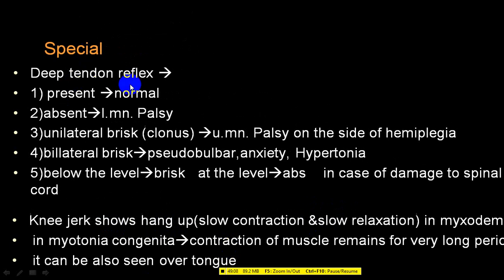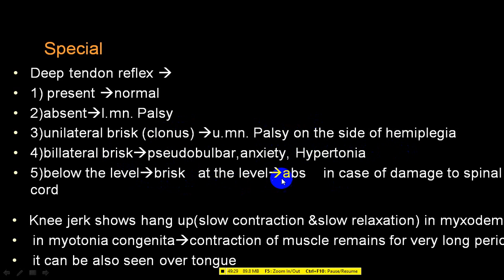Deep tendon reflex in a normal person is normal. It will be absent in lower motor neuron lesions. Unilateral brisk reflexes, that is CLONUS, are present in hemiplegia. Bilateral brisk reflexes occur in pseudobulbar palsy, or anxiety, or thyrotoxicosis, etc.